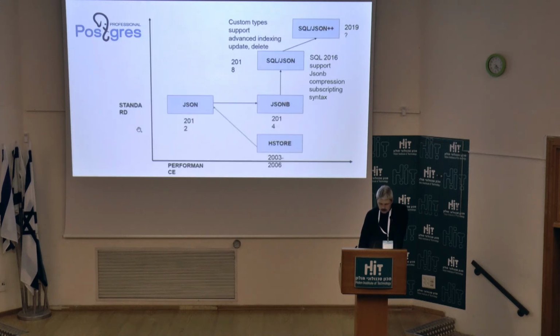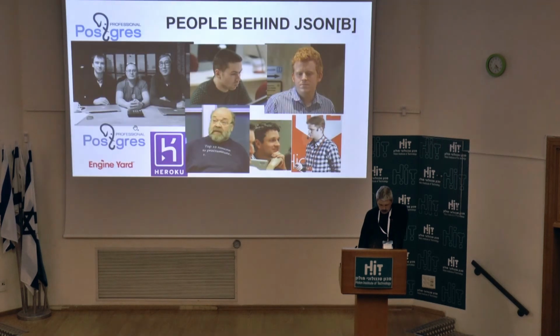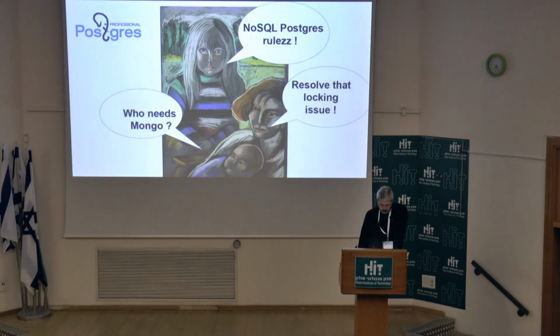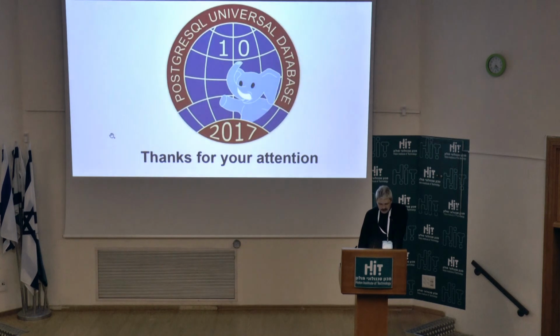So because of that, you can think that there is no need for MongoDB except automatic sharding. Postgres can replace it. Okay, so skip this. People behind Postgres. So Alexander Korotkov, Theodor Sigaev, Oleg Bartunov, who couldn't come here, Nikita, Peter Geoghegan, Andrew Dunstan, Robert Haas, Dmitry Dolgov. All these people contributed to JSONB. So now our friends are satisfied. NoSQL Postgres is good, but we just need to resolve the locking issue. After that, we could say, who needs MongoDB? Postgres is universal.